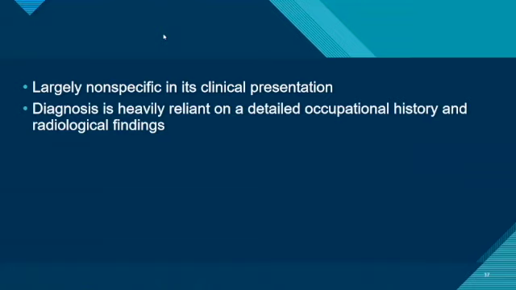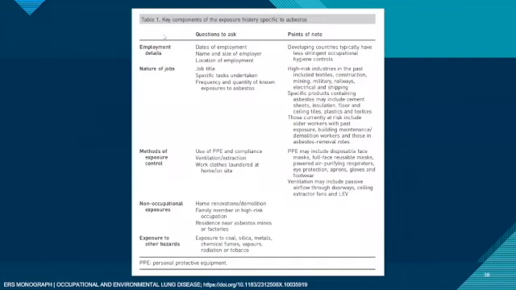So in terms of asbestosis, it's largely non-specific in its presentation, and the diagnosis is really reliant on a detailed occupational history and your radiological findings. So in terms of key components, looking at the history, obviously employment details are important. You need to look at the nature of the job, looking at whether they were in any high-risk industries, if they were using specific products that may contain asbestos. You must look at the method of exposure control. So basically, were they using any personal protective equipment?